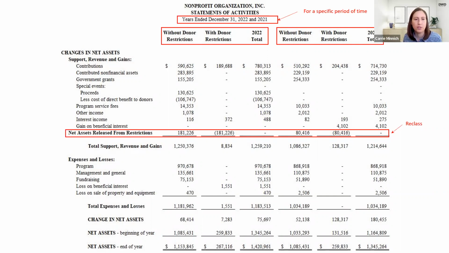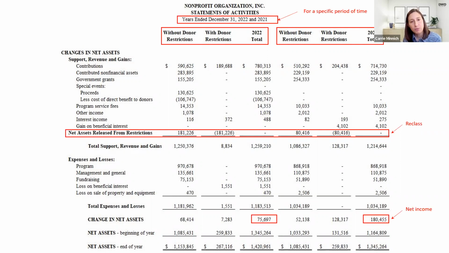So then we come down to our expenses and losses. Nonprofits are required to allocate expenses between program, management, general, and fundraising. So that's why we have those three lines. And then we have our losses. And then our change in net assets for both 2022 and 2021, that's basically going to be your net income.